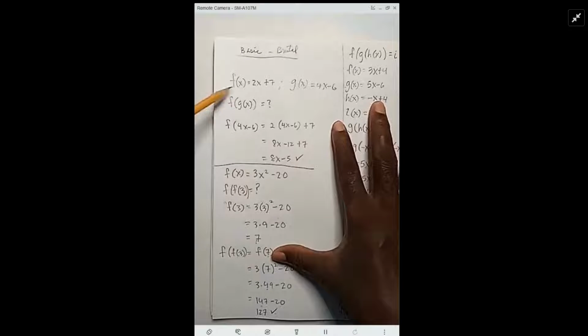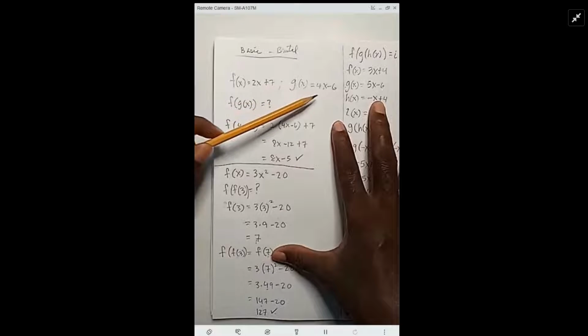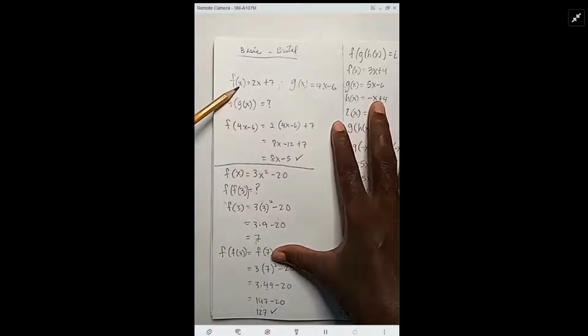Let f of x equals 2x plus 7. Let g of x equals 4x minus 6. I want f of g of x. What I do, I replace everywhere there's an x, I replace it with g of x. So x is no longer x. This is how I want you to think about it. X is no longer x. It's g of x, which is 4x minus 6.